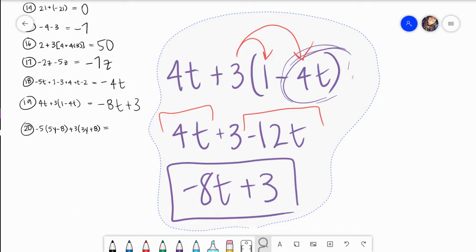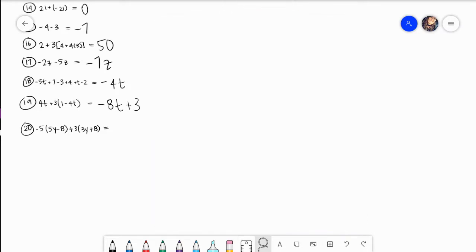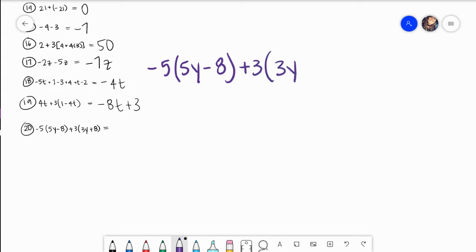Last, but certainly not least, we have a problem that is very similar to what we just did in 19, that second part on the right-hand side with the 3, but we're going to do it twice and then combine all the terms. So -5, open, 5y, -8, close, positive 3, open, 3y, positive 8, close. Multiply. 5 times 5, 25. Signs are different, so it's negative. Don't forget your variable.